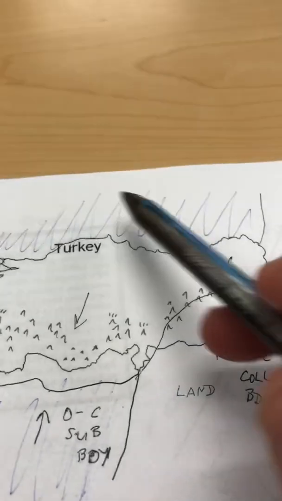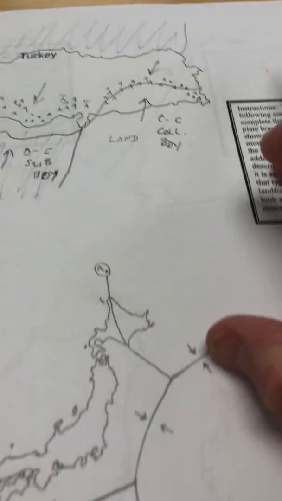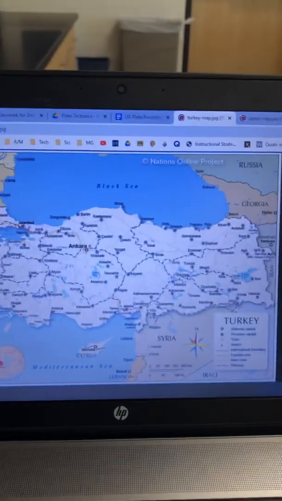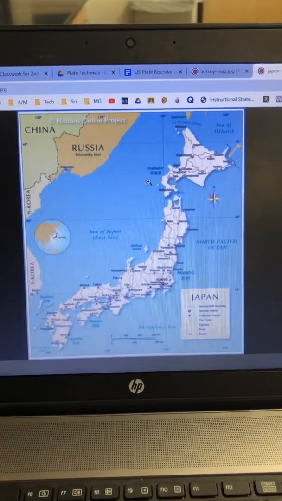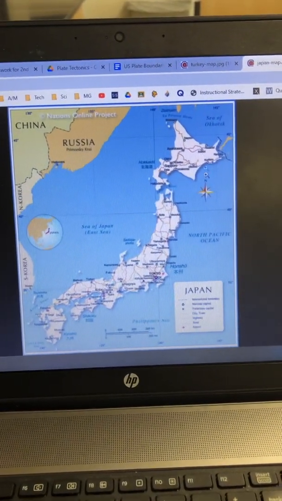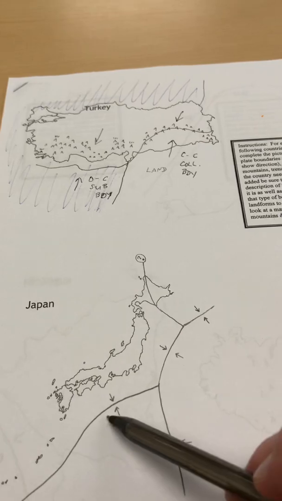And that's what you need to do to those. And again, you don't have to draw the water in, but it kind of helps clue you in as to what's happening. So now let's look at Japan. Now I could look at my map. Here's Japan. Now Japan is an island surrounded by water. So I'm not going to color it in. I just know everything out here is water.